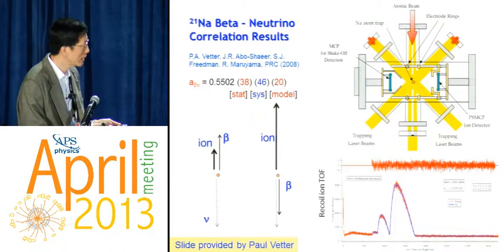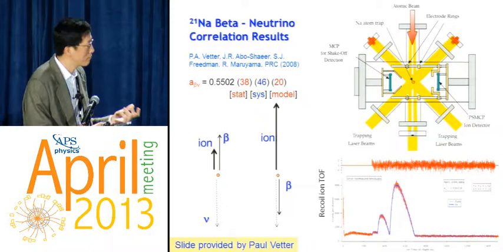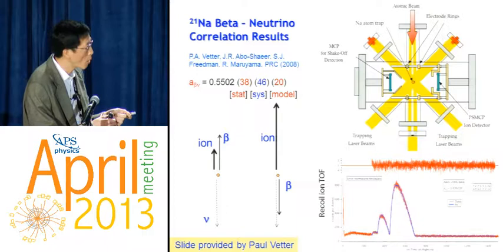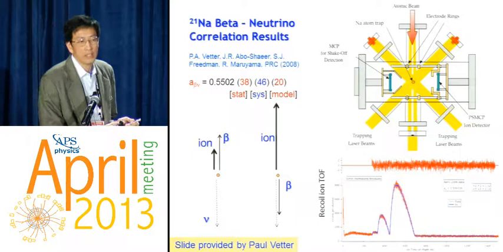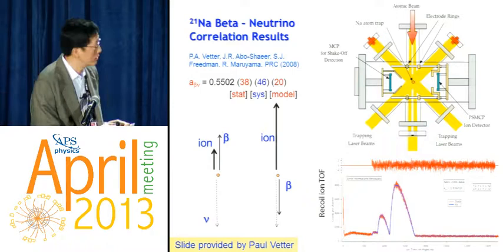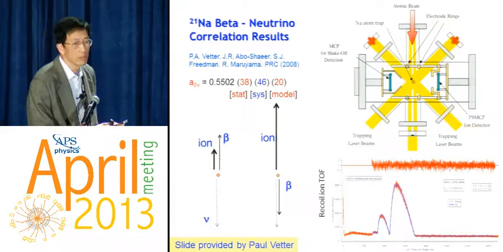How do you get beta-neutrino correlation information without detecting the beta? Well, you can look at these two extreme cases. If the beta and neutrino go in opposite directions, the momentum of the ion would be small. If they go in the same direction, the momentum of the ion would be large. So if you measure the momentum spectrum more carefully and then fit this with a good model, you can extract the beta-neutrino correlation coefficient, this little a coefficient. Okay, that's what they did. And they achieved a precision around 1 to 2%.